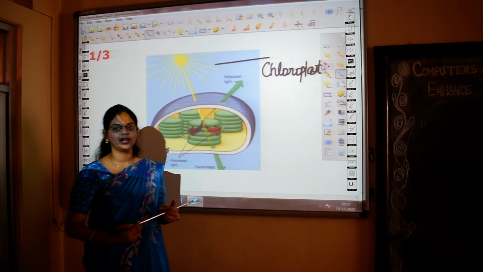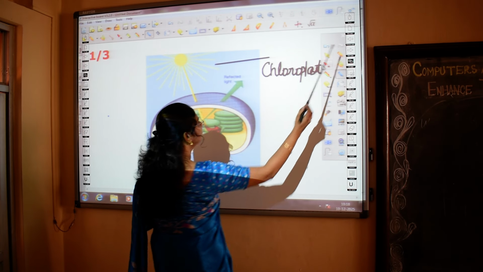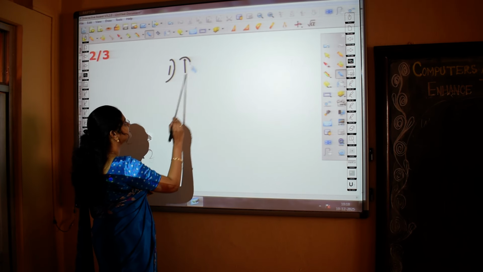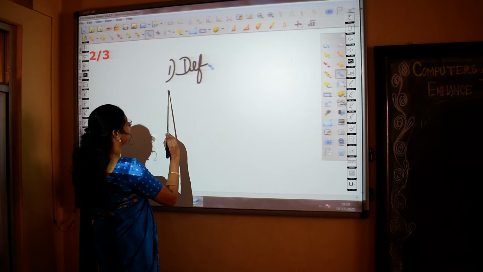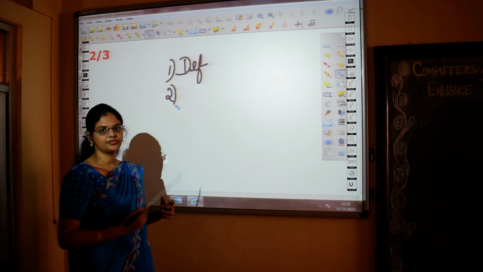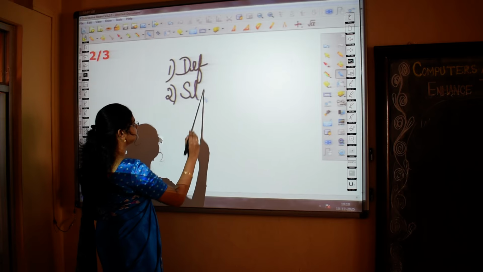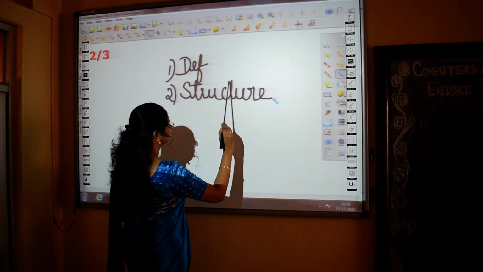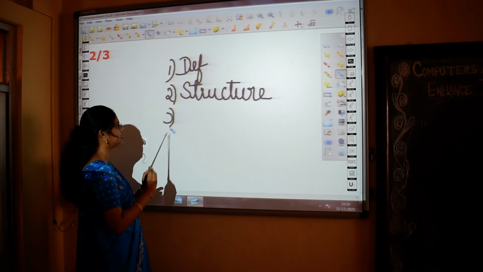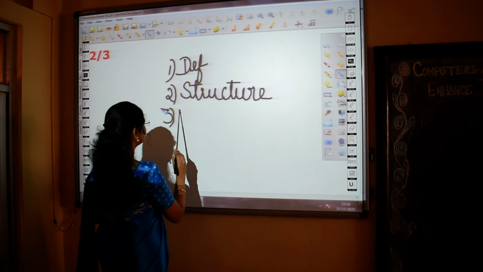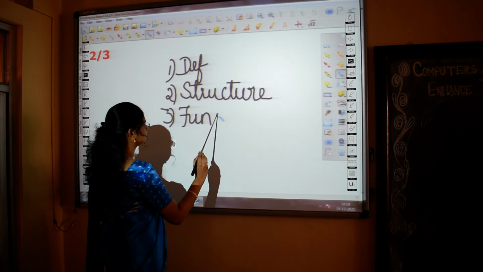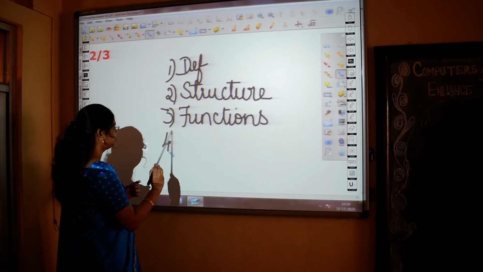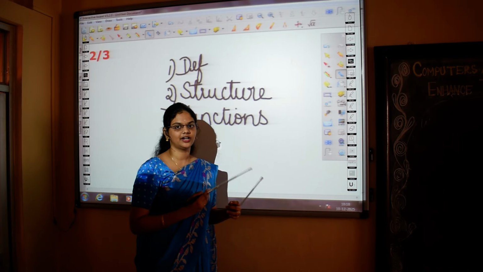In this session we will be covering four main topics. First, we will be covering the definition, and second, the structure of the chloroplast, and third, the functions of the chloroplast, and finally, let us have a quick recap about the structure, functions and definition.